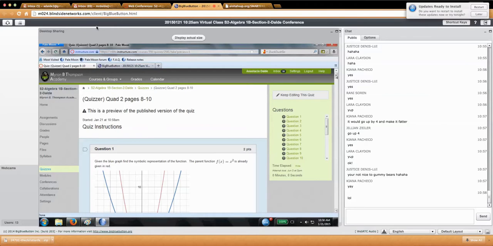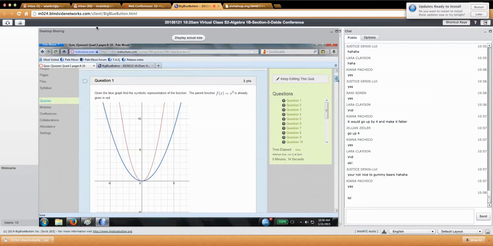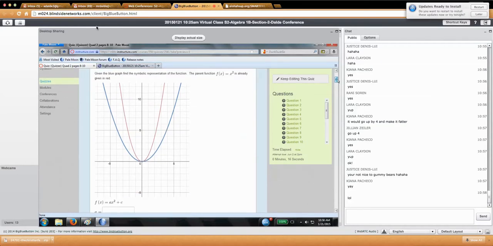Oh, okay, here we go. Find the symbolic representation of the blue graph. Here's what I'm going to say. What are your thoughts? If I have a number A and C, that's what I want to figure out. What is A and what is C, to make the red graph into the blue graph? Do you think we're going to have a number for C? Do you guys understand what I'm saying here?